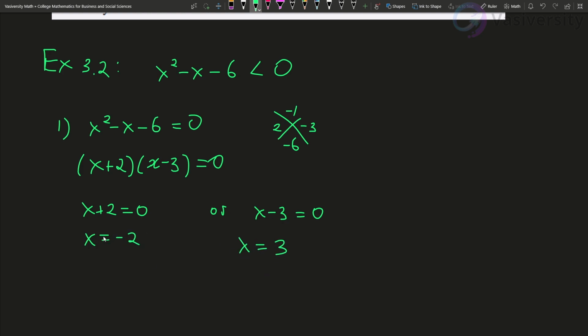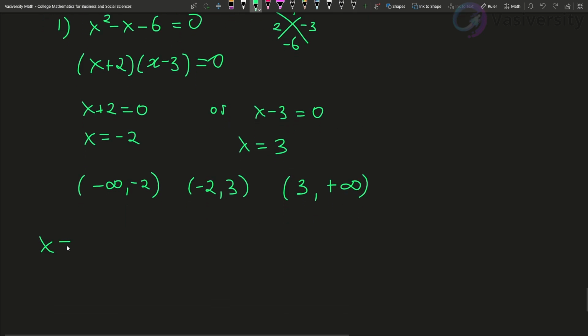Once again, everything to the left of -2 gives an interval from -infinity to -2, not included because we have less than, not the equality here. The second interval will be between them, so it's -2 and 3, and the last interval would be 3 to +infinity. If we plug in 0, x is equal to 0, we have 0 squared minus 0 minus 6, which is -6, and that is less than 0. So this interval would be the solution to our inequality.